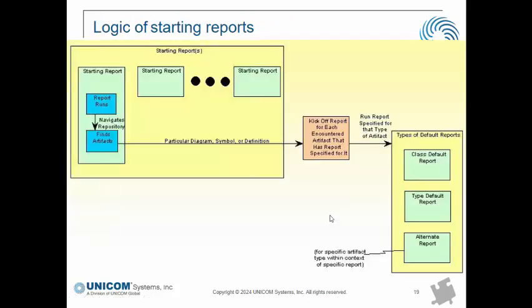Again, this is the logic of how things work: those starting reports on that first tab run one after another as you have them listed. And then they may kick off reports as they encounter things, a report for each definition type. And if not, they use the default report for a definition type or a diagram type, etc.